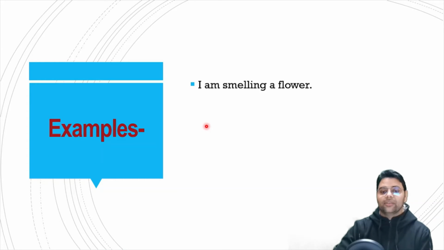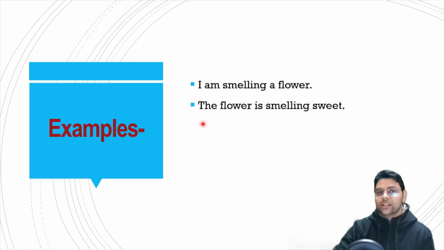I am smelling a flower. So I'm doing some action. I'm having the smell and discovering the quality of the flower. So in this case I am doing an action, so the verb is progressive here, and the sentence is correct because a progressive verb can be expressed in continuous tense.